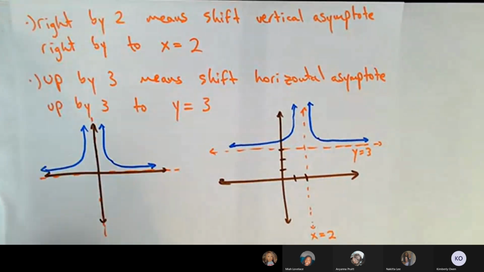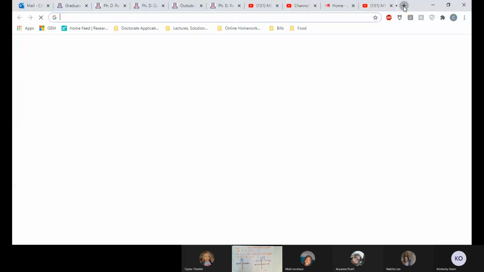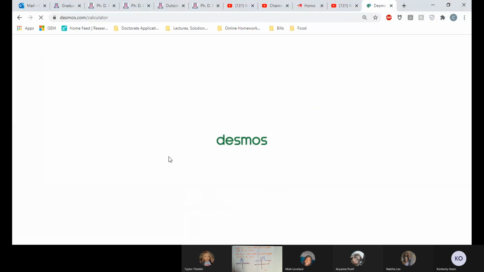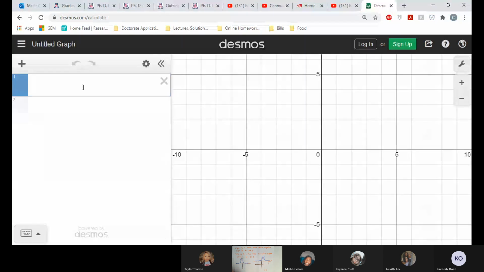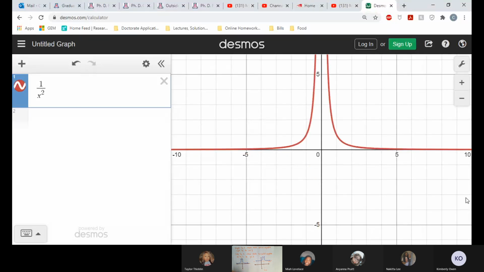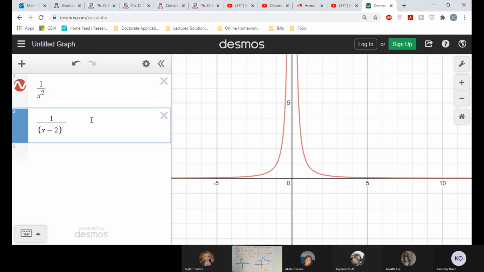I'm going to show you this on Desmos as well real quick. Okay, let's go to Desmos. Let's type the 1 over x squared graph. There it is. There's 1 over x squared. And then I need to do x minus 2 all squared and then plus 3. Oops, no, plus 3 is outside. Come on, there we go, plus 3.